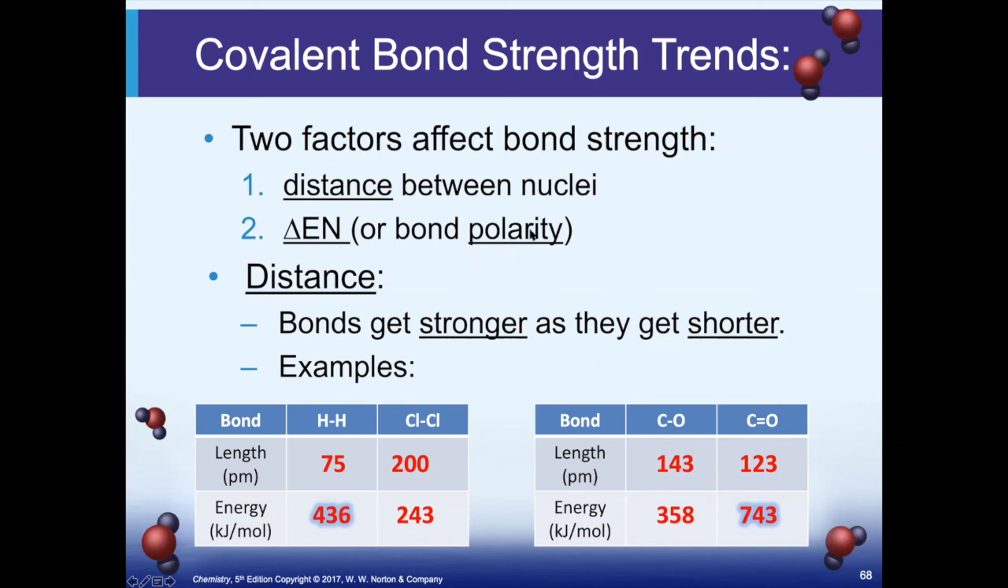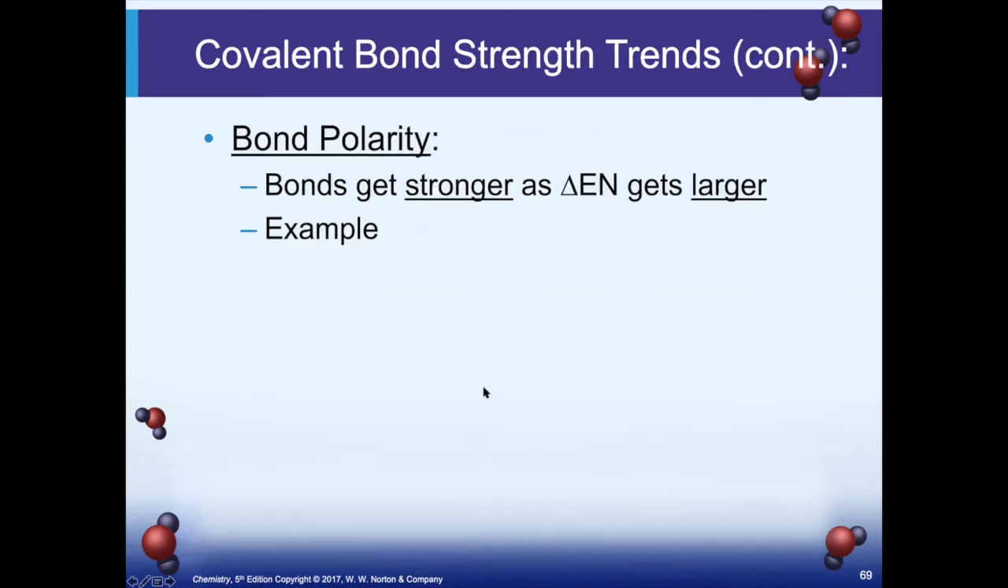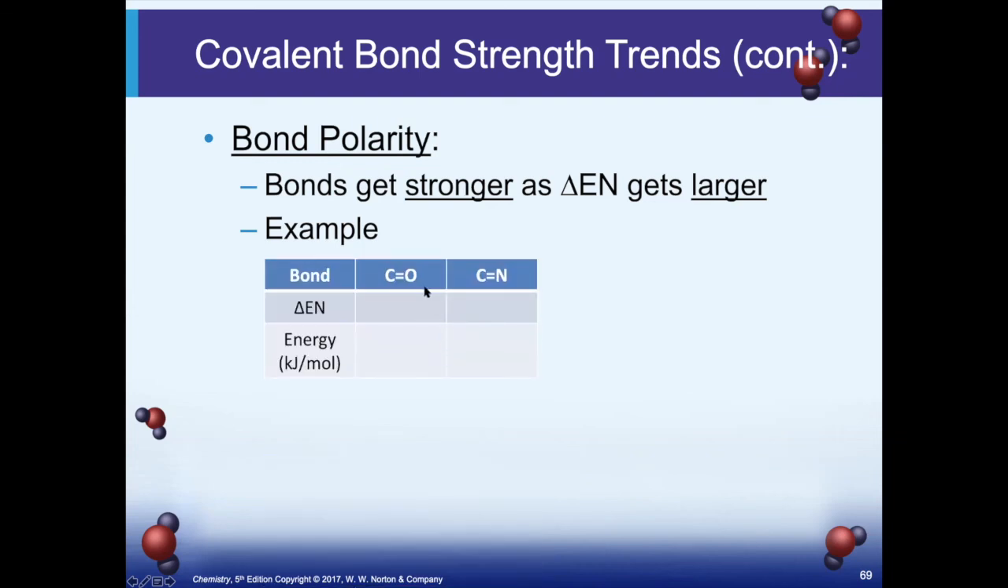Okay, so in the next slide, we'll talk about how bond polarity affects the bond strength. So here it is. The bond polarity has an effect such that the bonds get stronger as that electronegativity difference gets larger. The example we'll look at here is a carbon-oxygen double bond, which has a certain electronegativity difference, versus a carbon-nitrogen double bond, which has a different electronegativity difference. You remember, you can just look up the numbers in a table of electronegativity values and subtract the two numbers to get that electronegativity difference.